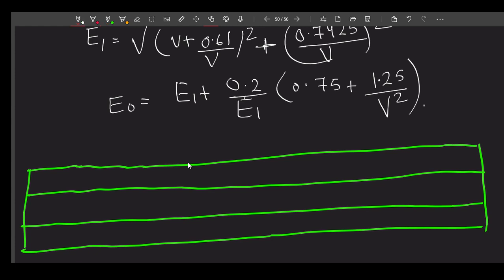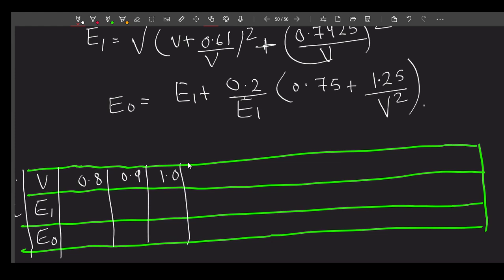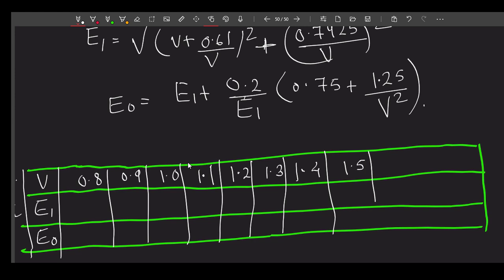Here this is V and E1. For V we have values like 0.8, 0.9, 1.0, 1.1, 1.2, 1.3, because a high value of E naught is given, and this time it will not be very easy for us to figure it out, so we need to take a lot more values.